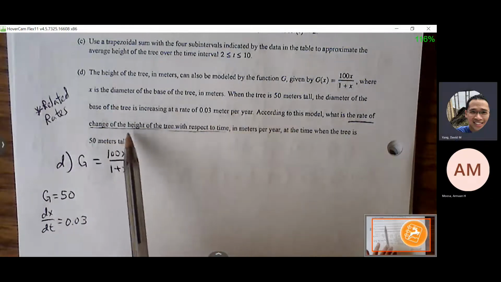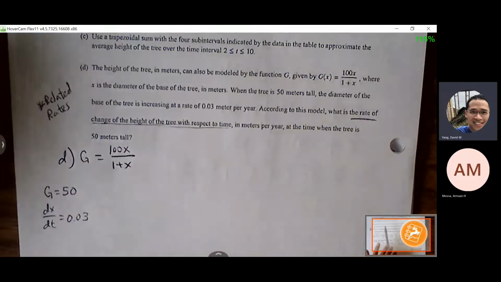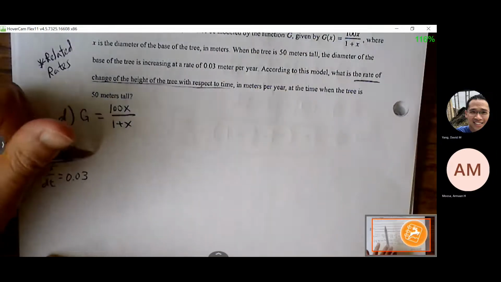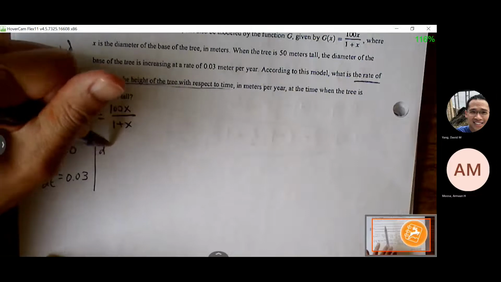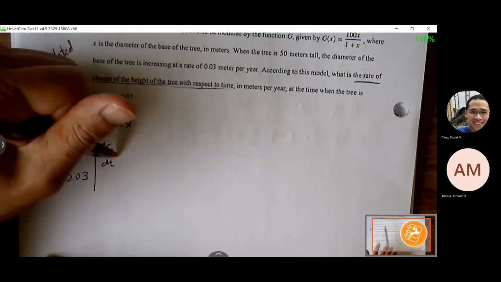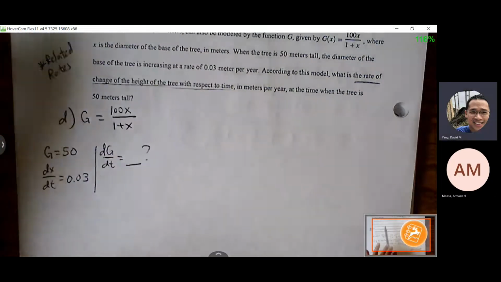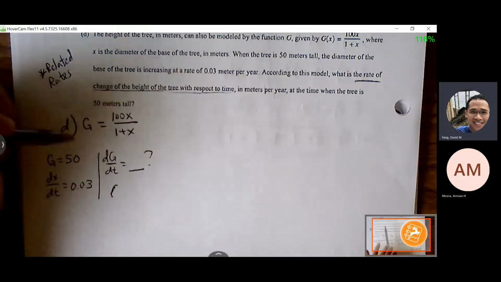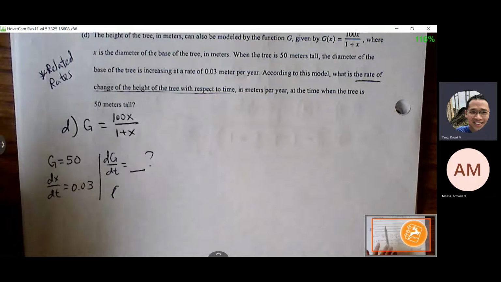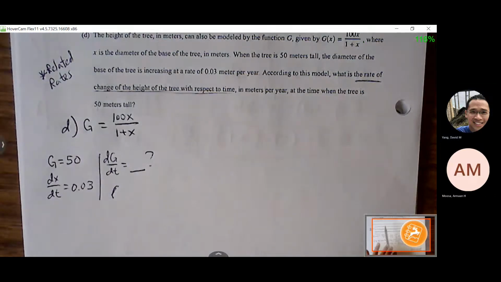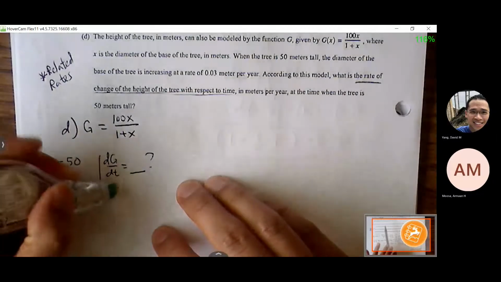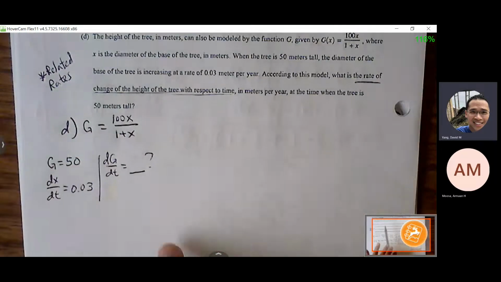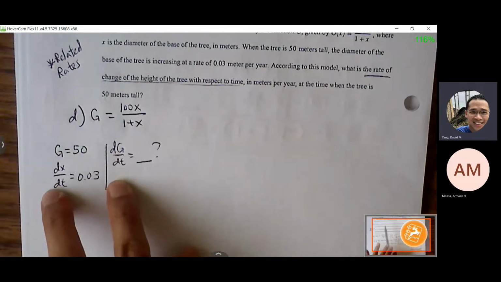According to this model, what is the rate of change of the height of the tree? So we're looking for dg/dt when the tree is 50 meters tall. When g is, yeah, so we already have that. So g equals 50. So we have all this information involving dx/dt and dg/dt.